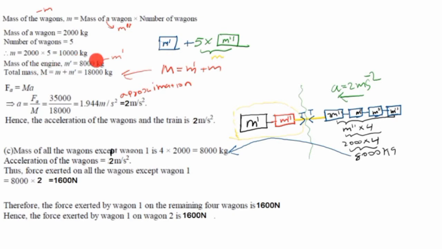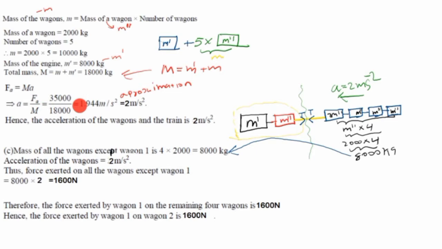So applying F equals ma, the acceleration is 35,000 over 18,000, which is going to be 1.94. Now I approximated it to 2 m/s squared, because this approximation is really important to do the calculation for the forward force, because it's really convenient.